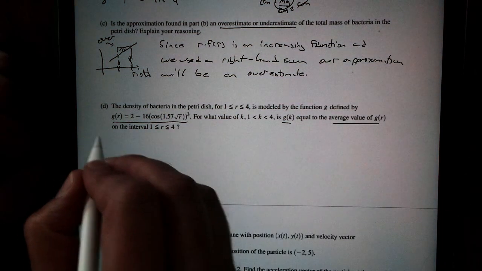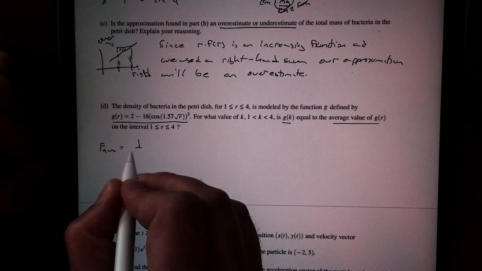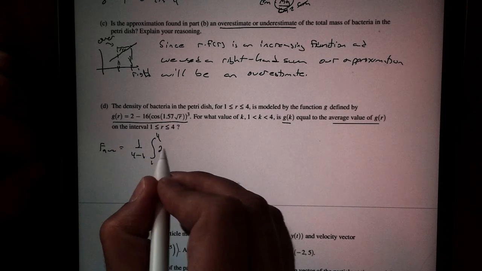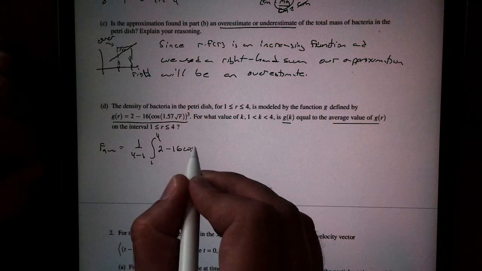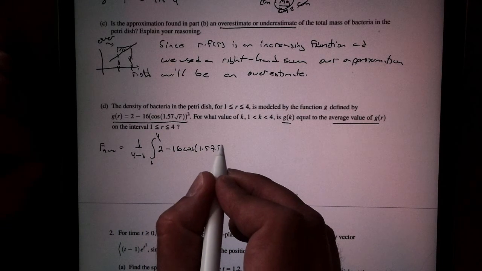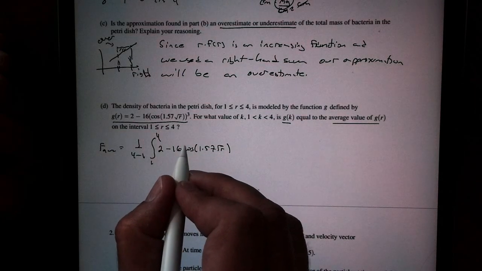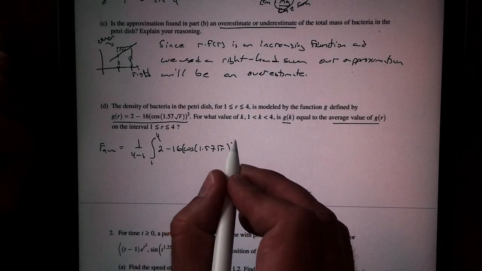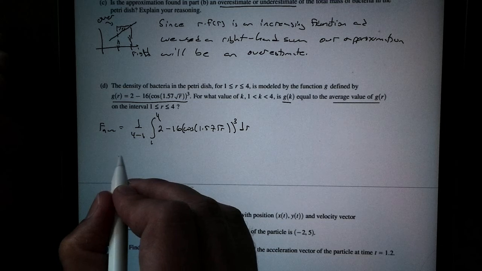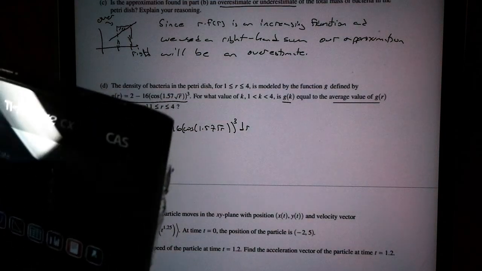So the first thing we have to do is find our average value. It's our fave: 1 over 4 minus 1, times the integral from 1 to 4 of 2 minus 16 cosine of 1.57 root r, and this cosine bit, oh, this is nasty, is being cubed, dr. All right, so we're going to type this in our calculator real quickly, and this is a tough one to type in, so let's go ahead and do this.